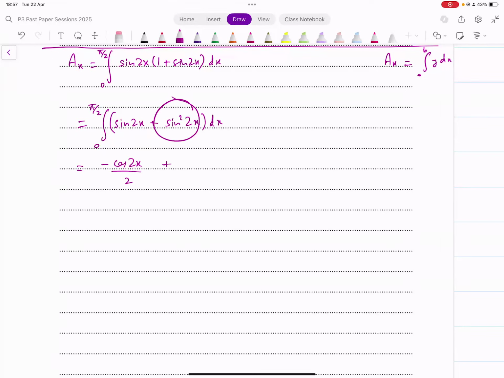How do we integrate sine square of 2x? That's the question now. Remember, for sine square and cos square, we have to use the double angle identity for cos. You need to remember that. Otherwise, in the exam, you'll not be able to figure that out yourself. The even powers of sine and cos are always integrated using the double angle identity for cos.